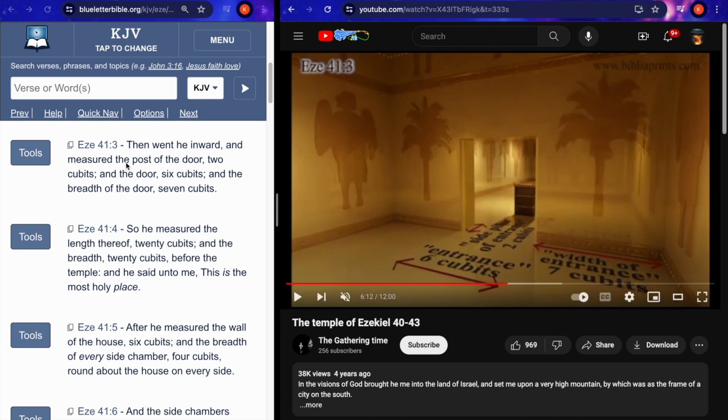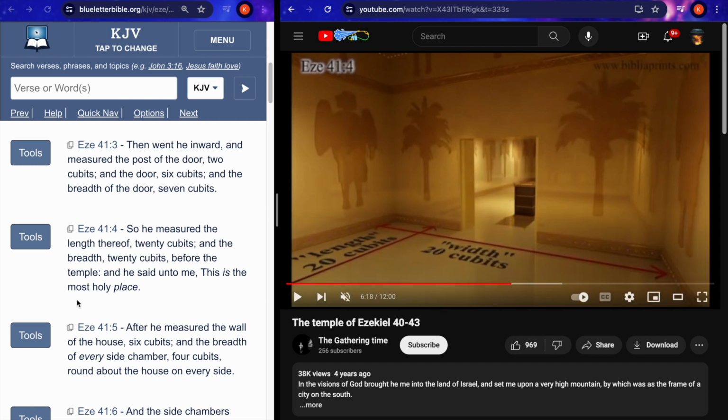All right, and so that's where you have, and he went inward and measured the post of the door 2 cubits. So right there, 2 cubits, 2 cubits, and it makes sense, right? Because the first post was at the other entrance. And the breadth of the door 7 cubits, as you can see right here. All right, I think there's one more, right? 6 cubits, and the breadth of the door 7 cubits. So the actual space between these two posts, 6 cubits and 7 cubits on this side.